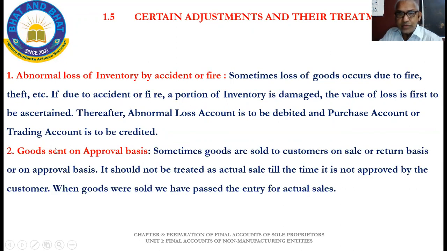Then goods sent on approval. We have studied. At the end, if confirmed, approved means it will be treated as sales. If not, that will be treated as closing inventory. We have studied it when studying the lesson sent on approval basis.